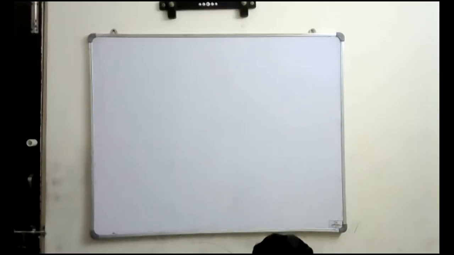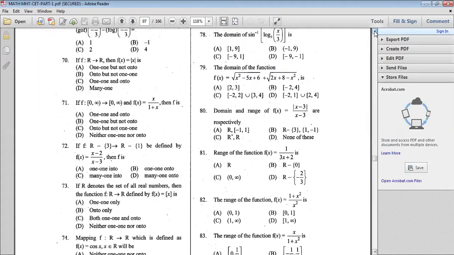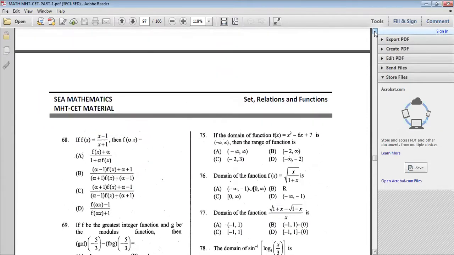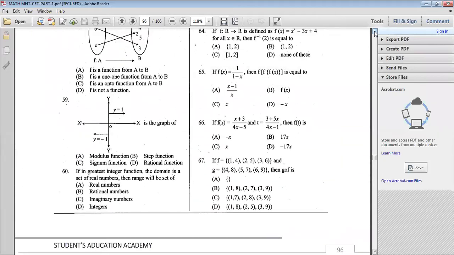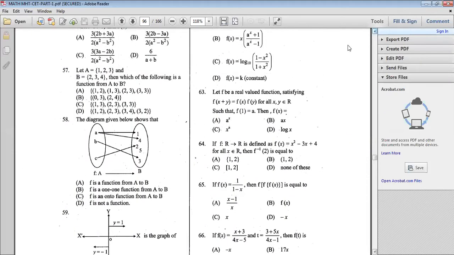So all of you open your material. Where did we get to in the last class? 57th was going on. 57. Okay. Yes. So observe the problem number 57.